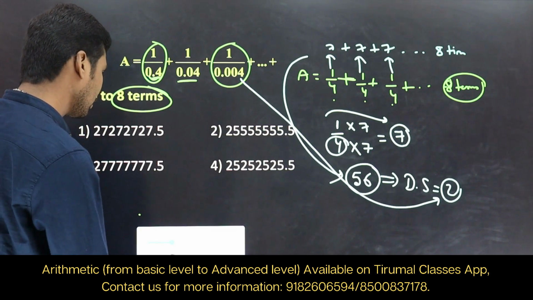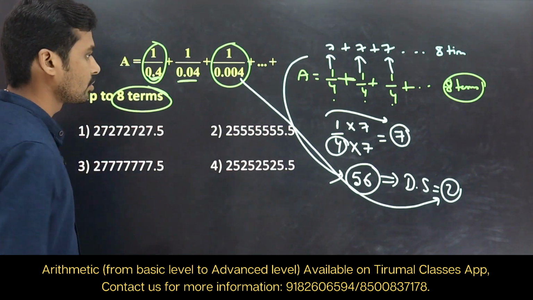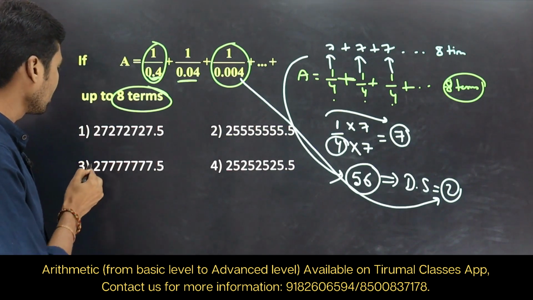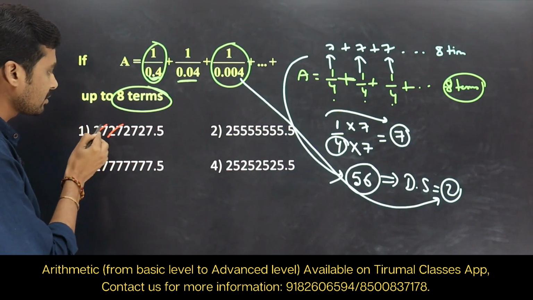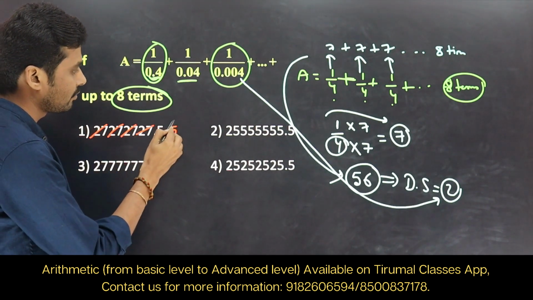Now we have to look for the options where we'll get the DS value as 2. If you take the first option, 7 plus 2 gets cancelled, 7 plus 2, 9 gets cancelled, 7 plus 2 gets cancelled, 7 plus 2 gets cancelled. What is the DS value of the first option?